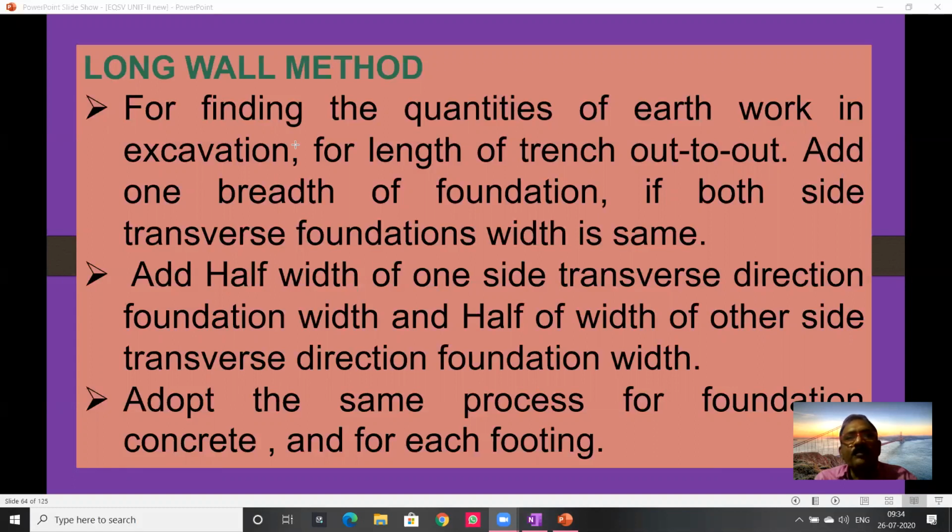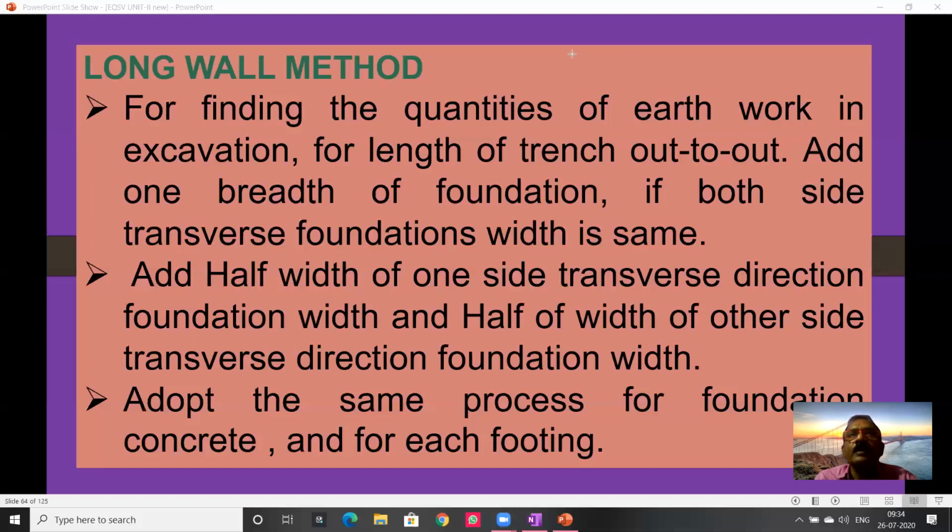And if different widths are there, take half of the foundation width on one side in the transverse direction, and half of the foundation width on the other side in the transverse direction. Adopt the same process for the concrete foundation and footings, for the first footing, second footing, and up to plinth level, ground level, and up to the brick wall.